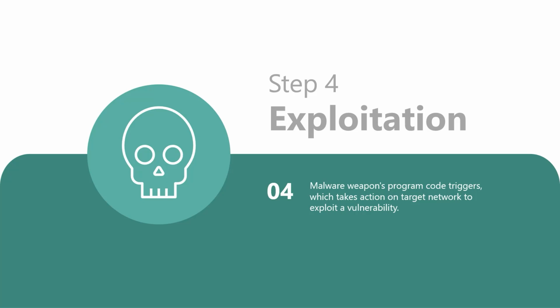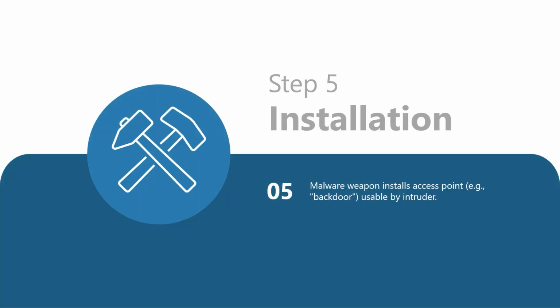So this malware weapon's program code triggers, which takes action on the target network to exploit a certain vulnerability. That could be an unpatched vulnerability or even a zero-day vulnerability. Once that is done, the malware would install access points. It will create backdoors, and that will be usable by the intruder.